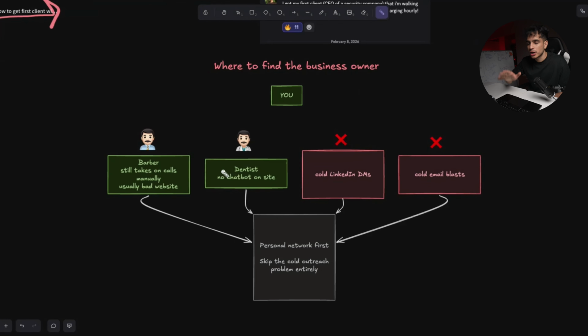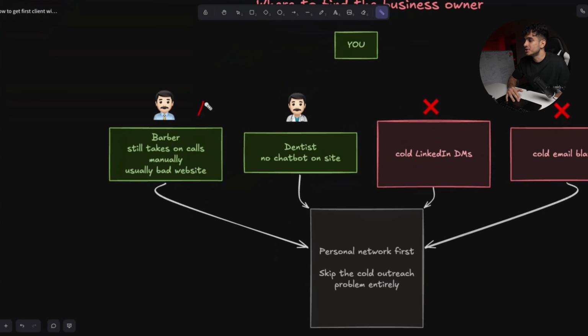Attack your personal network. Look for your local barber. You probably get a haircut unless you're bald. A dentist. I hope you get your teeth cleaned. Most dentists don't have chatbots on their website, right? Or their website is probably garbage. Barbers, a lot of them still take calls manually.